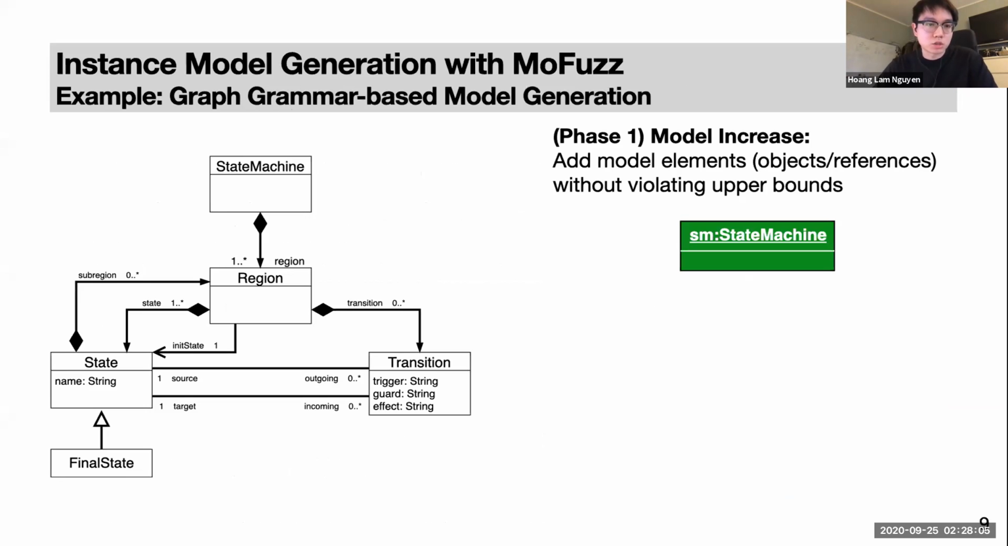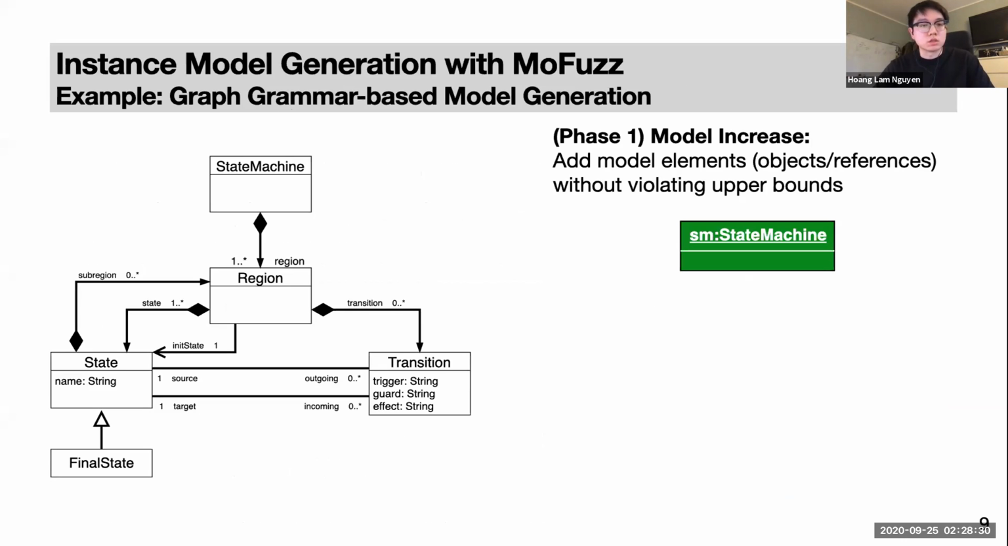So a state machine consists of regions, which in turn consist of states and transitions. Each transition requires at least one source and a target state, and the region has exactly one initial state. The state itself can contain further subregions and can also be a final state.